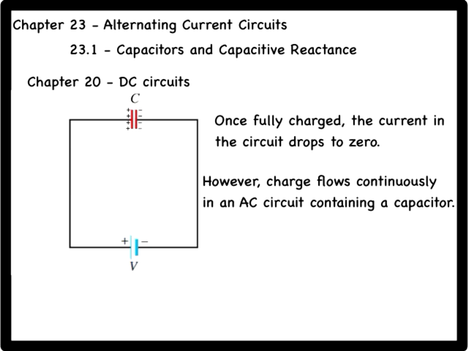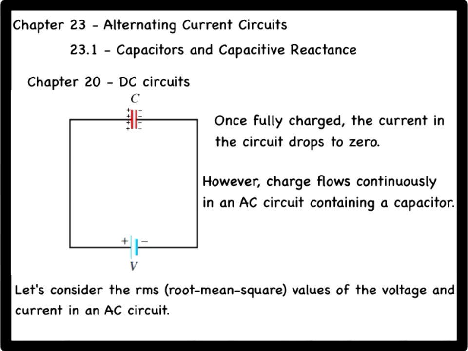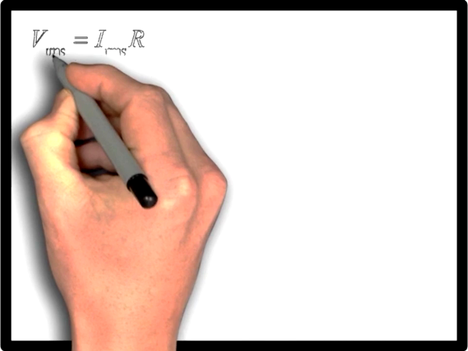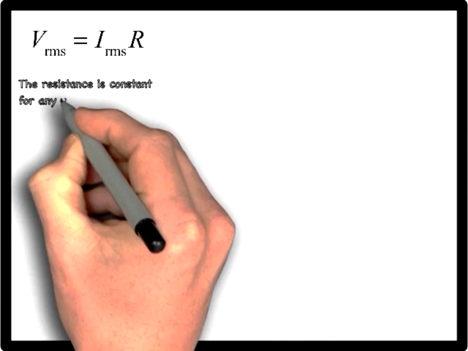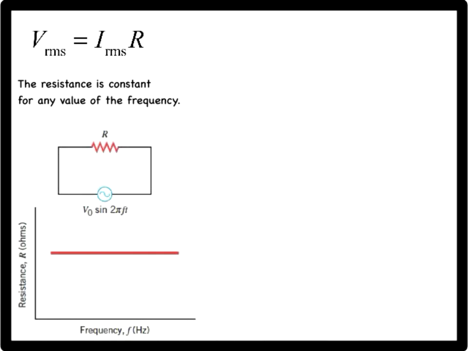Because the voltage across a resistor or capacitor in an AC circuit changes in time, it's useful to consider the RMS, or root mean square, voltage. Recall from section 20.5 that the RMS voltage across the resistor in a purely resistive AC circuit is related to the RMS current by the following. The resistance R has the same value for any frequency of the AC voltage or current. The figure emphasizes this fact by showing that a graph of resistance versus frequency is a horizontal straight line.